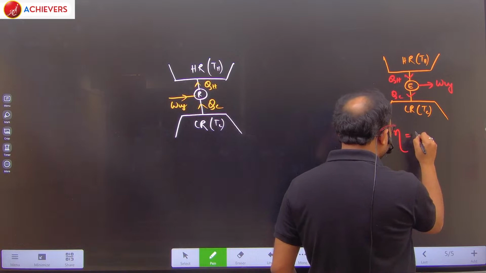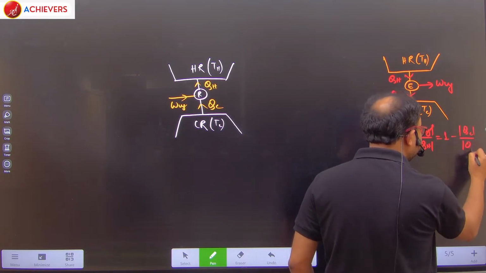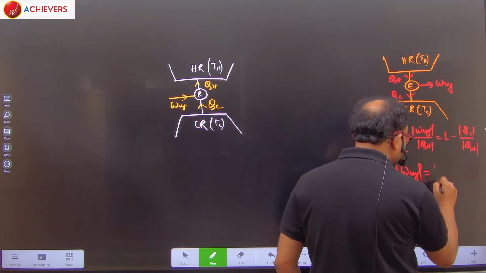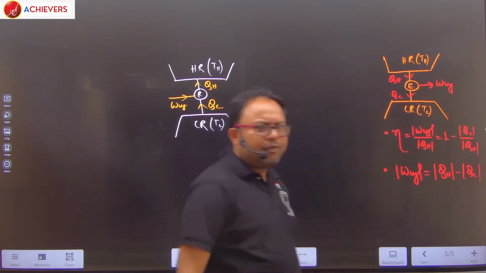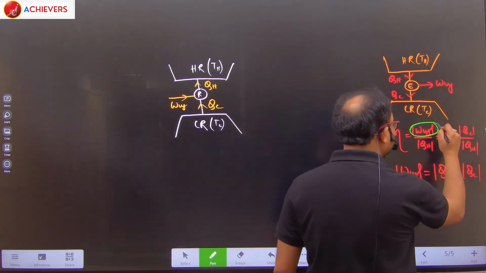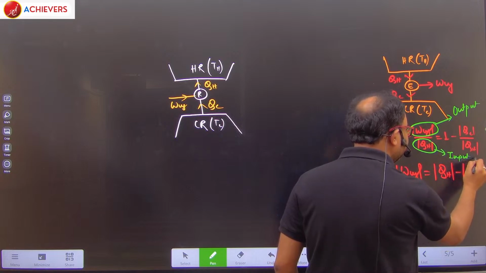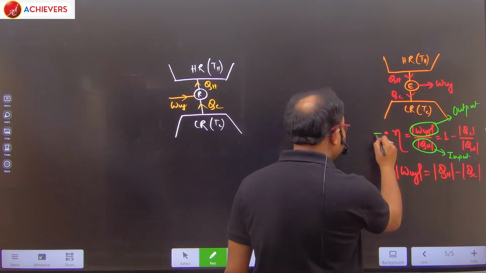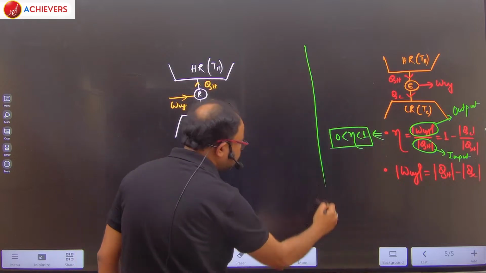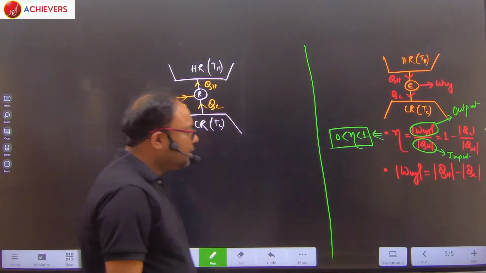And we found two important relations. We found eta equal to mod W cyclic by mod QH, which is again equal to 1 minus mod QC by mod QH. Also, we found that mod W cyclic is equal to mod QH minus mod QC. So we found these things. And we also remember that this mod W cyclic was the output, and this mod QH was the input. And this eta was limited between 0 and 1. So this is what we have done in our very first lecture. We are acquainted with all these things. Okay.